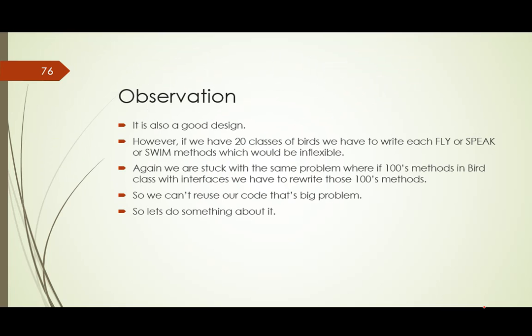And if we really observe the design, it's really a good design. There is no confusion with it. The problem with this design is that if you have 100 or 20 classes, then you have to write the same methods every time, which is also a very WET solution. You're writing the same type of code again and again, which may seem very good, but is very tedious. So again, we're stuck with the problem of 100 methods. We have to write the 100 methods again. We really want to reuse our code, and we can't do it here, so it's a big problem. So let's really do something about it.